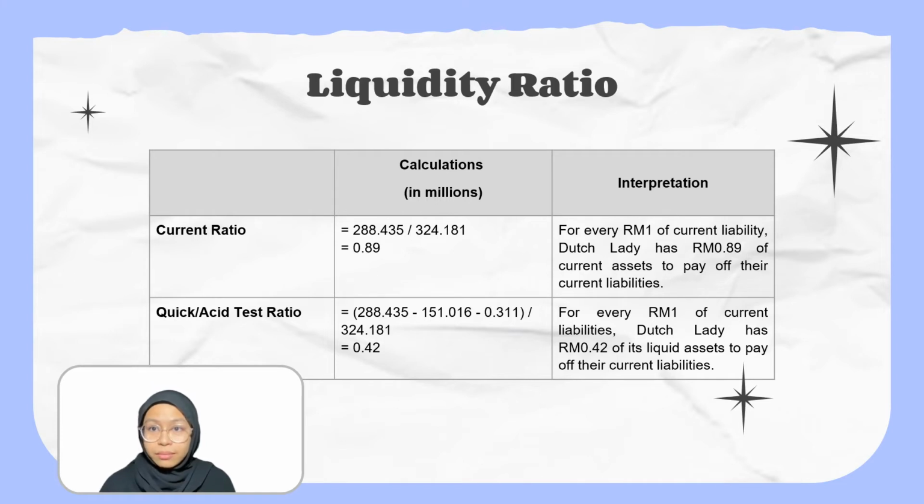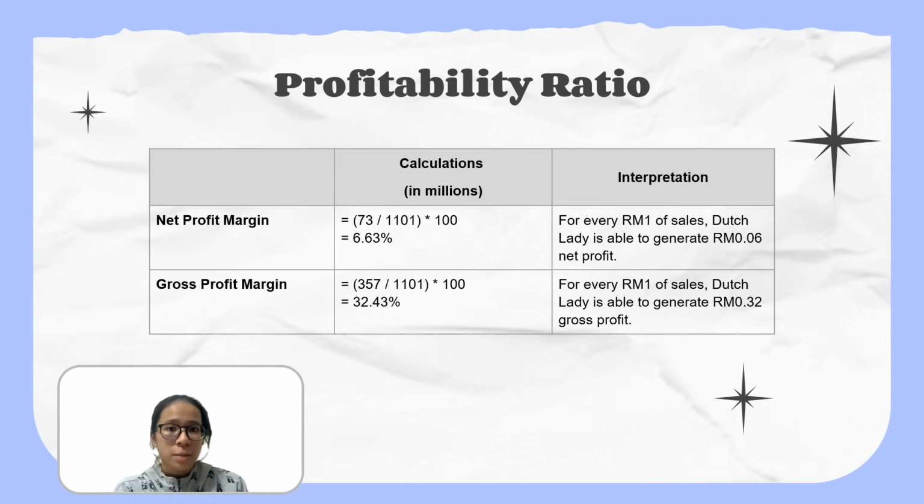We are now back to the profitability ratio, but now we are looking at Dutch Lady Milk Industries Berhad. For the net profit margin, we have obtained a value of 6.63%. We interpret this as for every RM1 of sales, Dutch Lady is able to generate 6 cents of net profit. Next, as for the gross profit margin, we have obtained a value of 32.43%, which means that for every RM1 of sales, Dutch Lady is able to generate 32 cents of gross profit.